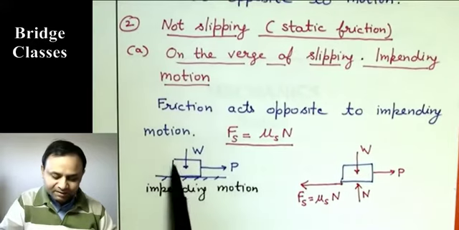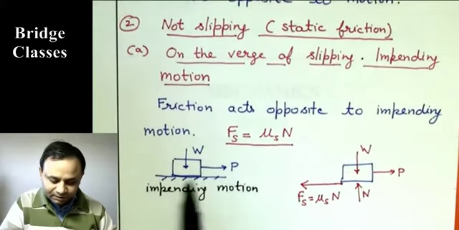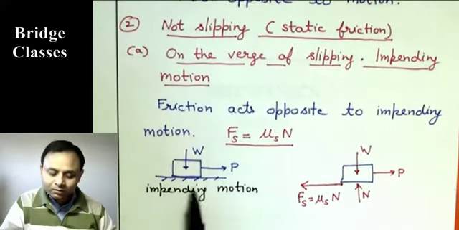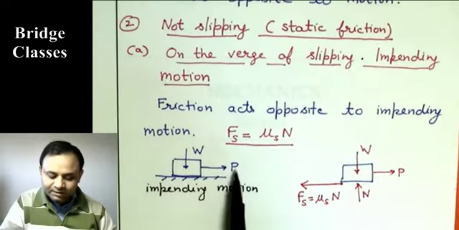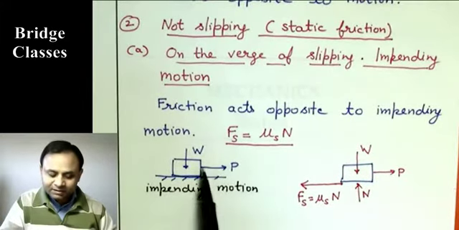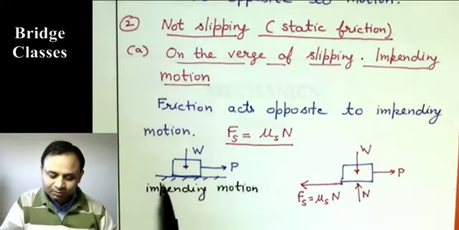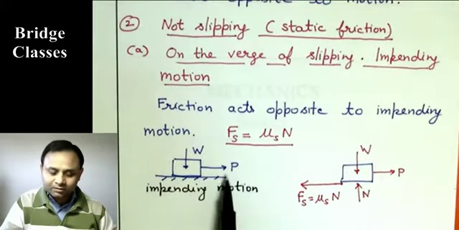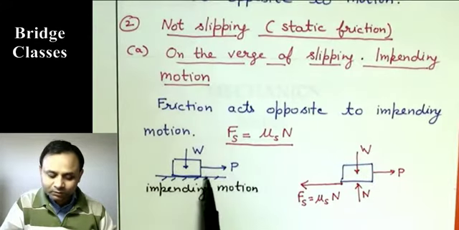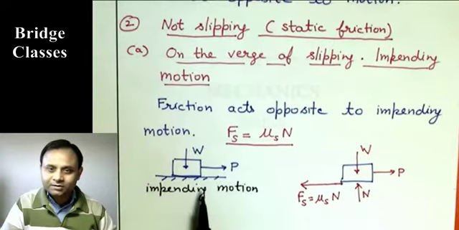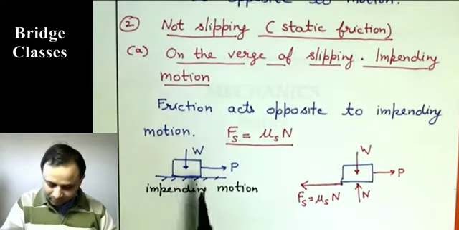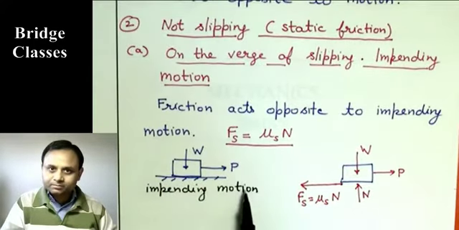For example, we take this body. It is resting on this surface. Its weight is W, and a force P is applied to this. As P is increased, we will reach a point at which the body is on the verge of slipping. So if we increase P a little bit, it is going to slip. So it is still static friction. It is not kinetic friction, because the body is actually not slipping, but it is on the verge of slipping. So it is the limiting case of impending motion.